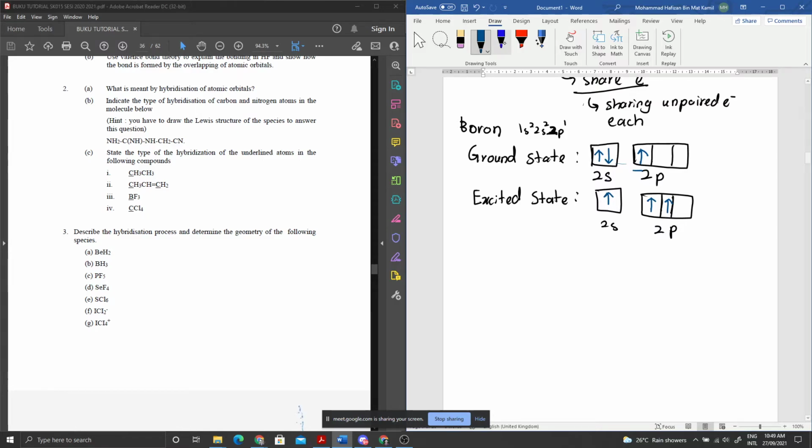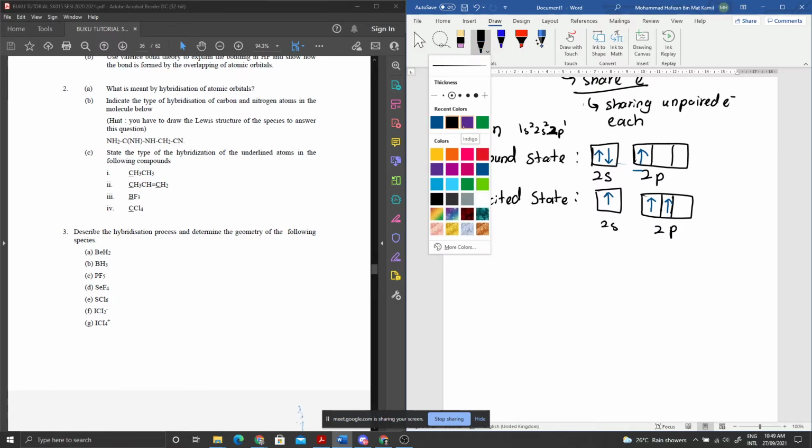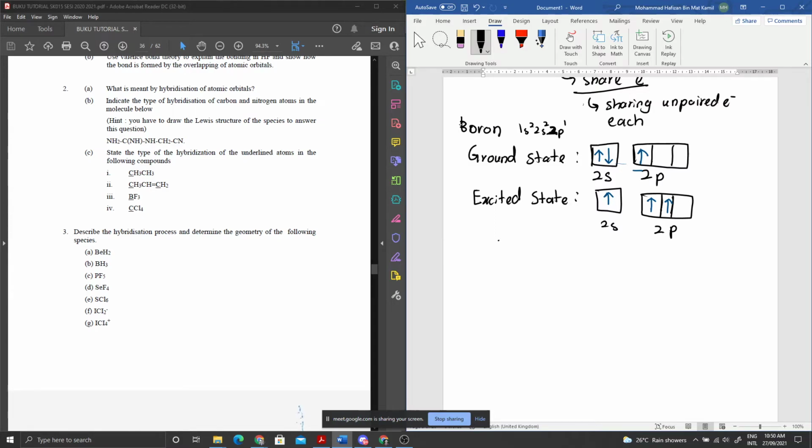Okay. And then bila dia dah cukup tiga-tiga ni, dia dah cukup dah duit untuk kahwin dengan 3 hidrogen. So what happen, dia kena uruskanlah majlis perkahwinan. So dia nak uruskan majlis perkahwinan, dia buatlah hybridization.